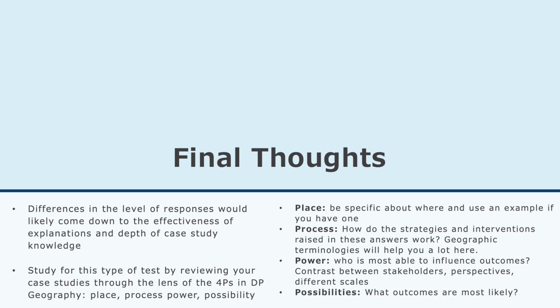Power, so who is able to influence outcomes and what different stakeholders and perspectives are involved in decision-making processes. And possibilities, so what outcomes are most likely and how do you judge what kind of outcomes are most likely? Are places likely to be sustainably managed or not likely to be sustainably managed? Those are the kinds of ultimate questions that will shape a more effective conclusion to those essay type questions.